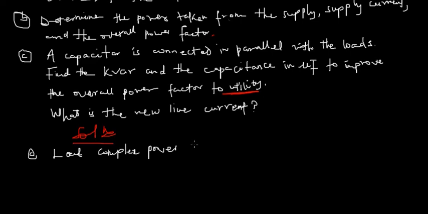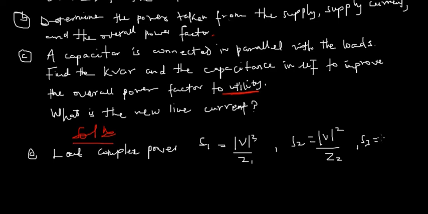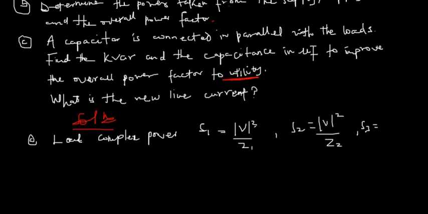You know that S1 is equal to the magnitude of V squared divided by our first Z1, and then S2 will also follow the same format, Z2. But S3 will be a different approach. When we get to S3, I'll insert the equation so that we follow the procedure to calculate. So now let's calculate S1.